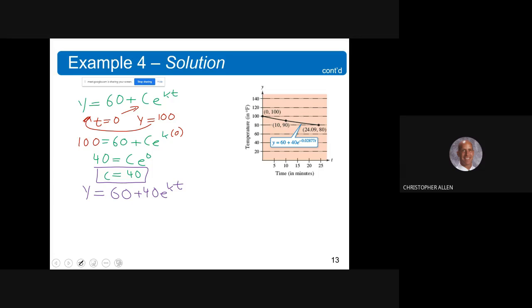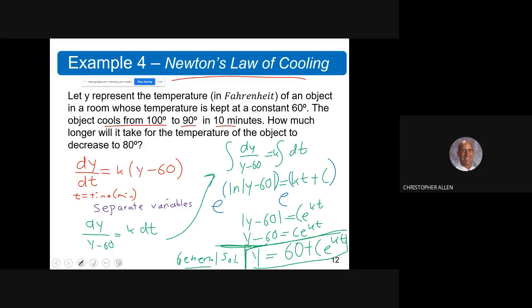Please make sure you get this step. I actually kind of screwed that up last period in my explanation. I got it right this time. That's good. All right, now I'm going to figure out what k is. How I'm going to find k is I'm going to use this second part.